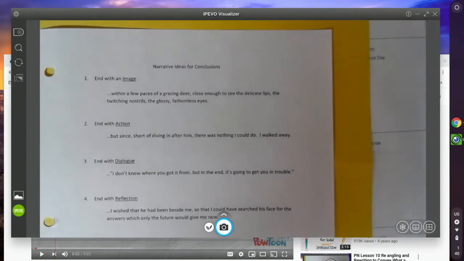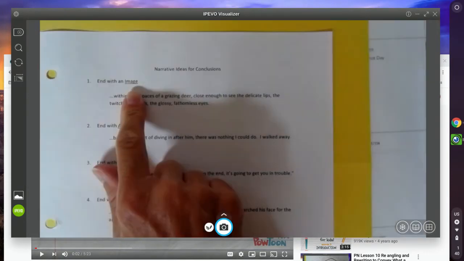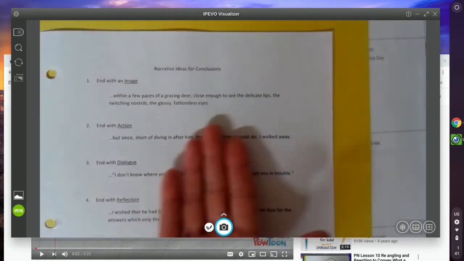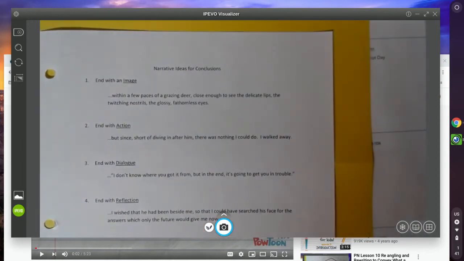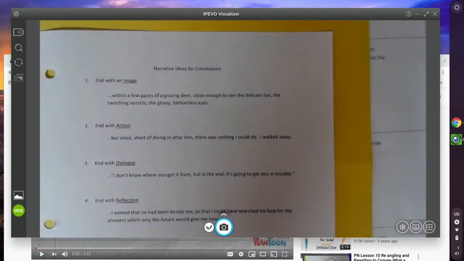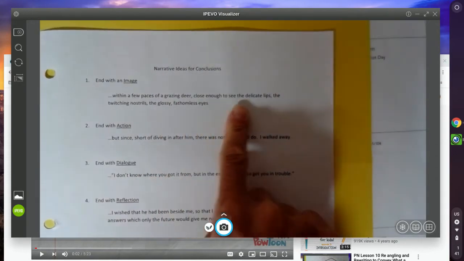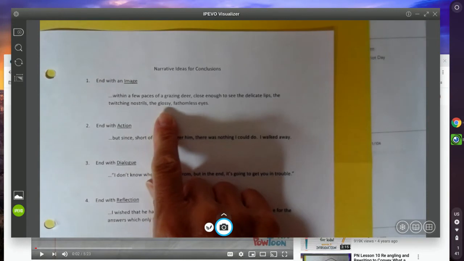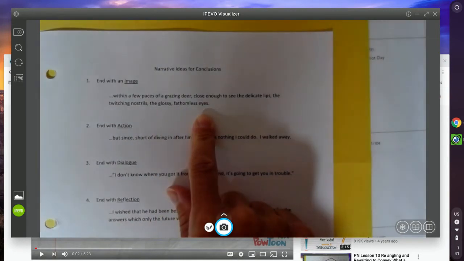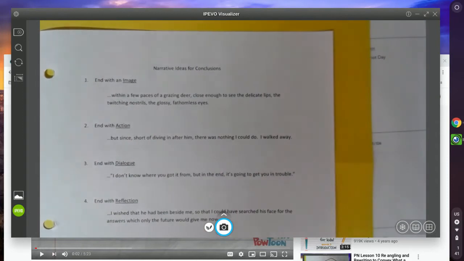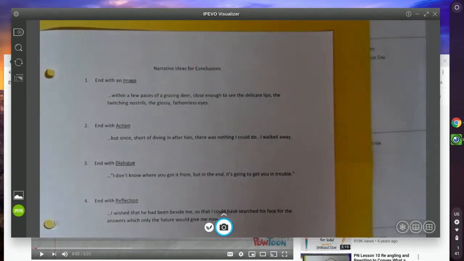All right. And the first one is to end with an image, some sort of picture in mind. And then there's a little example. And this handout is also right there for you on Schoology. "Within a few paces of a grazing deer, close enough to see the delicate lips, the twitching nostrils, the glossy, fathomless eyes." Ooh, we can totally imagine, right, what that looks like.